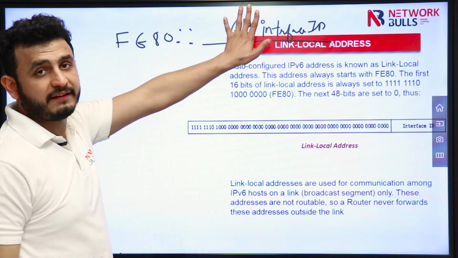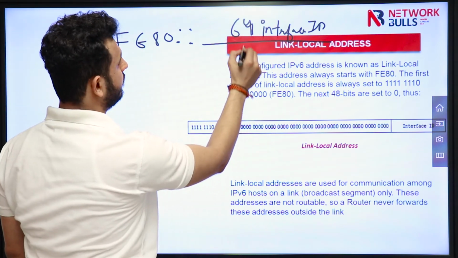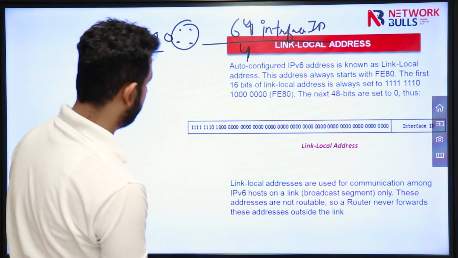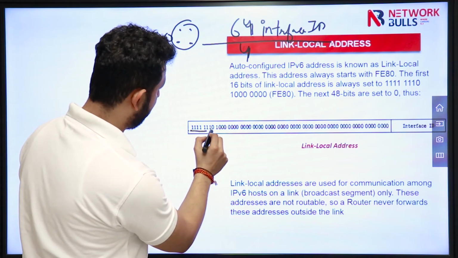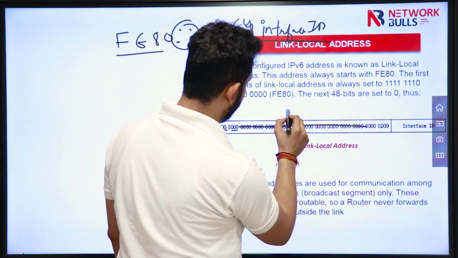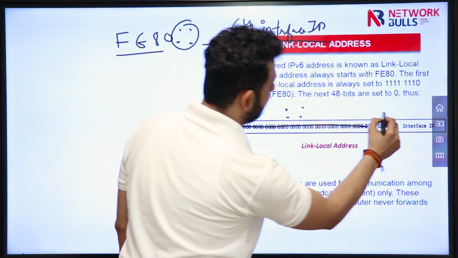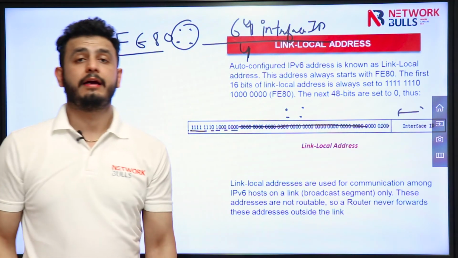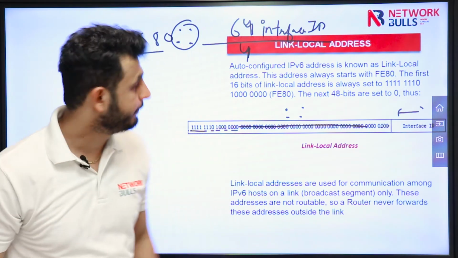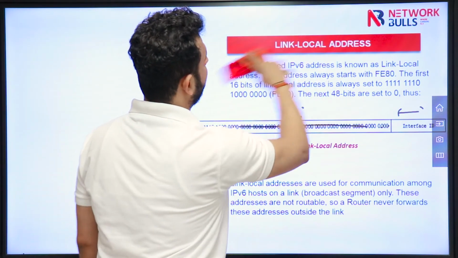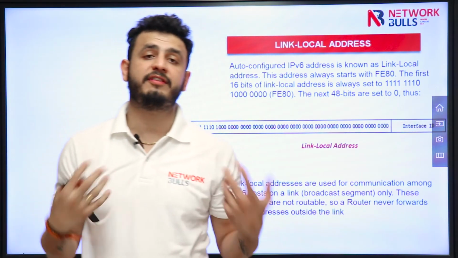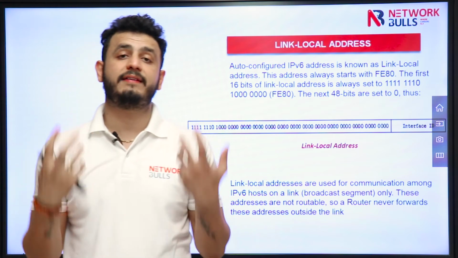64-bit interface ID means we will have 4 blocks. And here we have 1 block. It means in between, 3 blocks are zeros. So you can see here, this is FE80, and after that 3 blocks are 0, so I replace them with double colon. And at last every device will add its interface ID. The interface ID will be unique. Like I told you, I will show you how to calculate it. So link local addresses are very similar to APIPA addresses in IPv4, and they are used to make communication possible on the segment, on the link, or you can say in the same network.